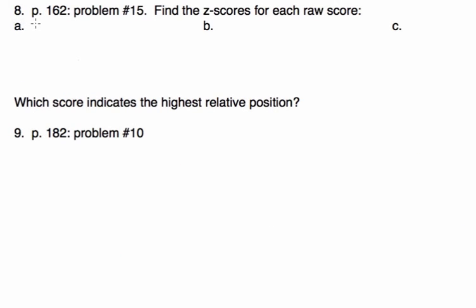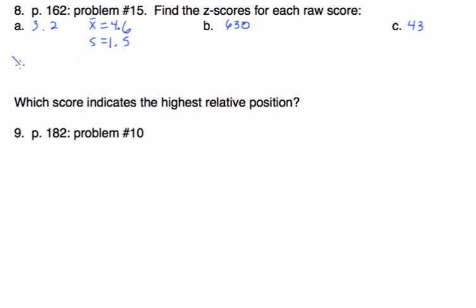Find the z-scores for each raw score. So the raw scores were 3.2, 630, 43. For part A, your mean was 4.6, and standard deviation was 1.5.